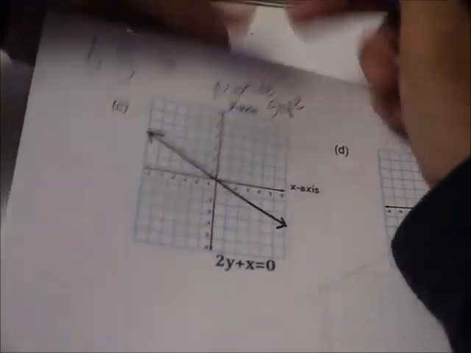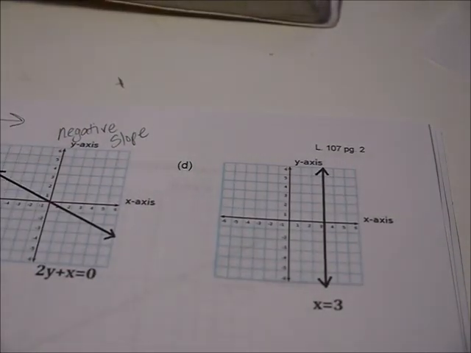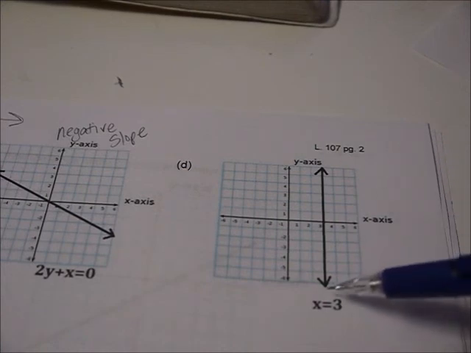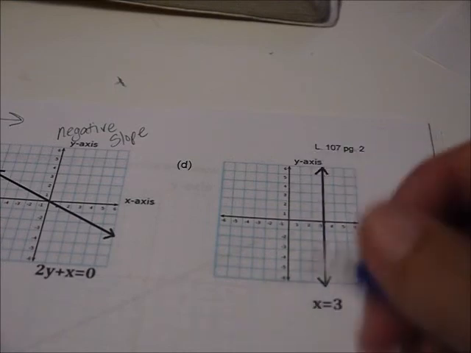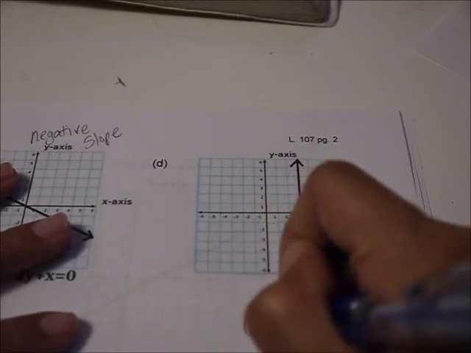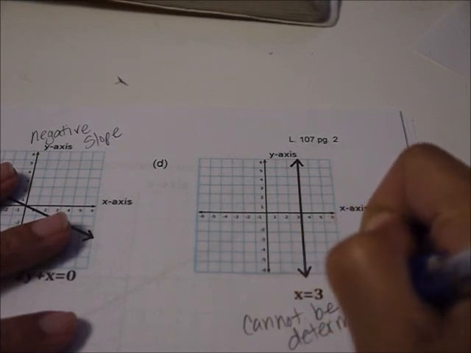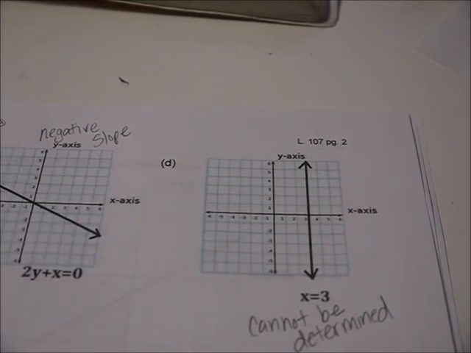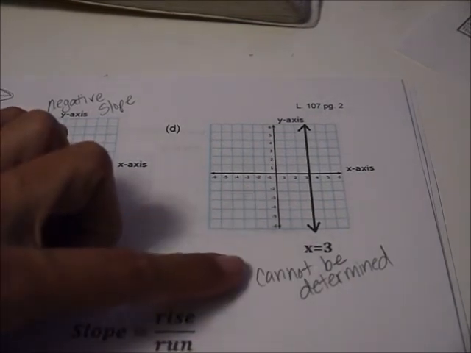All right, now the one that probably stumps people the most is this one. Let's drive that in a car. Yeah, impossible, right? Drive straight up and down. Gravity will not allow that. And so what we call that is cannot be determined. So just think, if you hit a vertical line, that's going to be the most impossible to drive in a car. So that's how I remember that this slope cannot be determined.